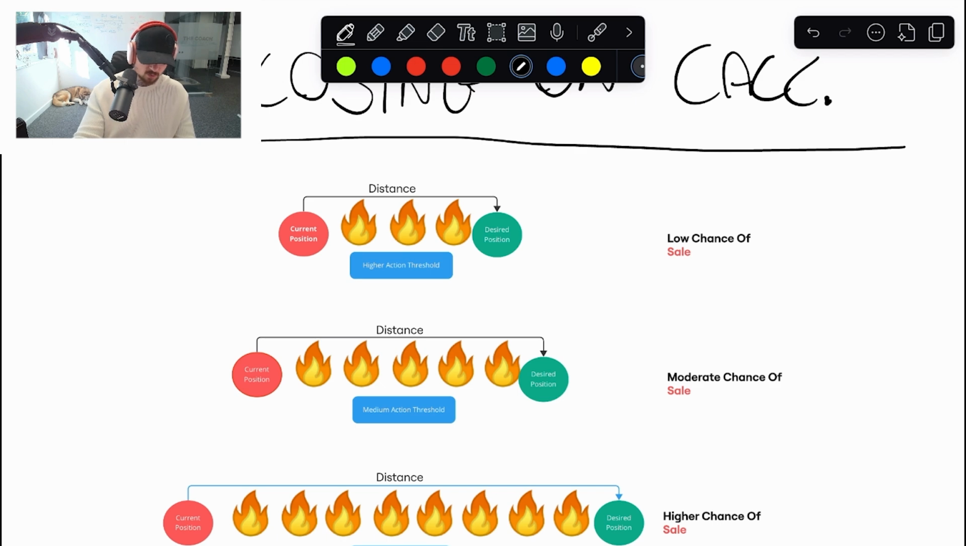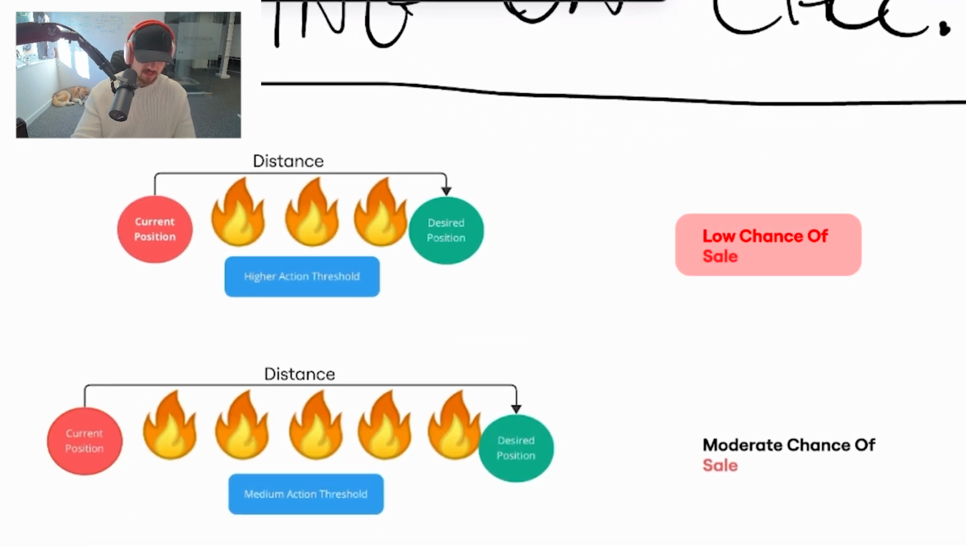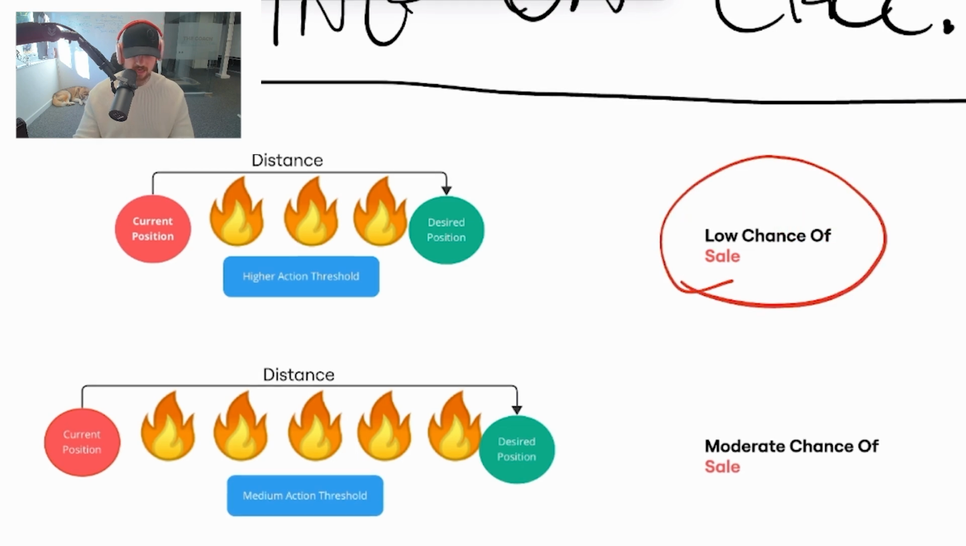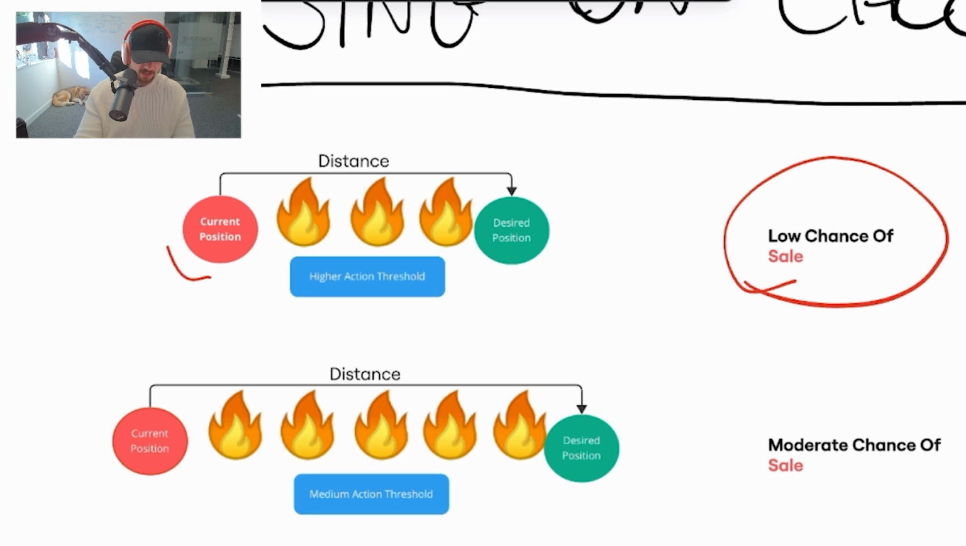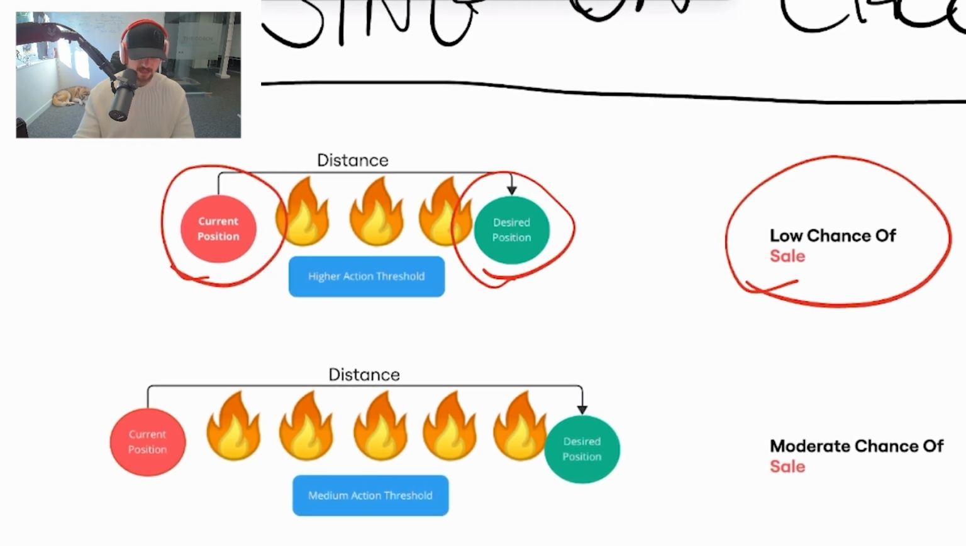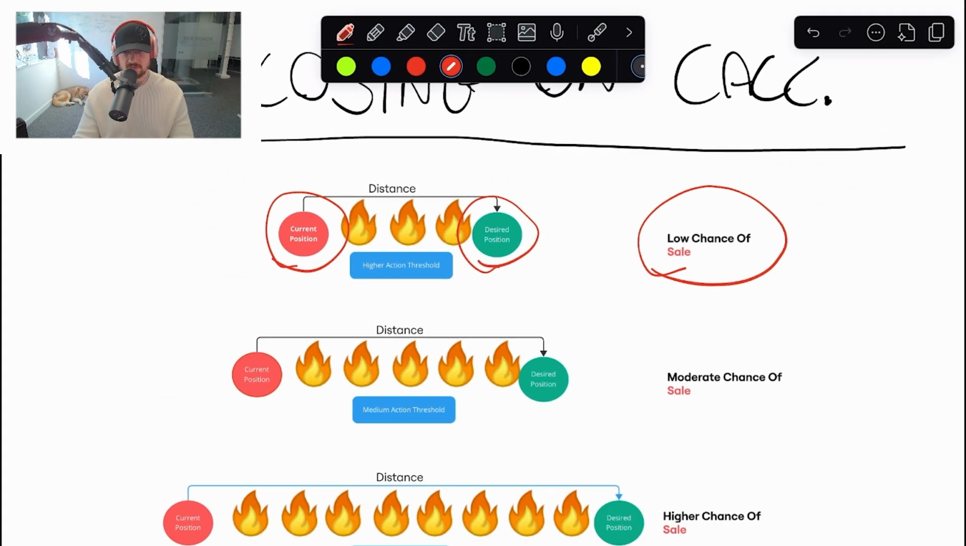So I'm just going to make some quick notes overall just so we've got some awareness of the three different sections. So we've got number one basically at the top, which is a low chance of a sale. So I'm going to do that one in red. So we've got low chance of a sale, and as you can basically see, this is a smaller distance between their current position and their desired position, and there's obviously only 3 bits of fire between that one. Right, I'm going to talk about the fire in a second.